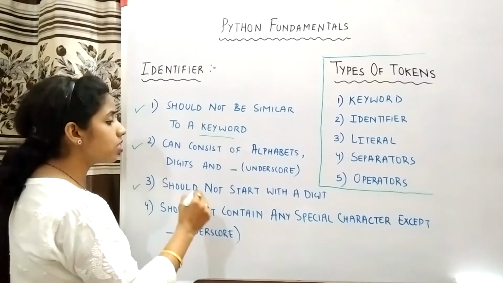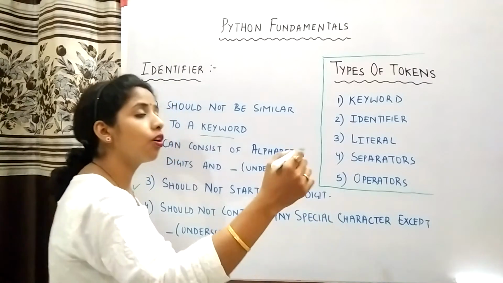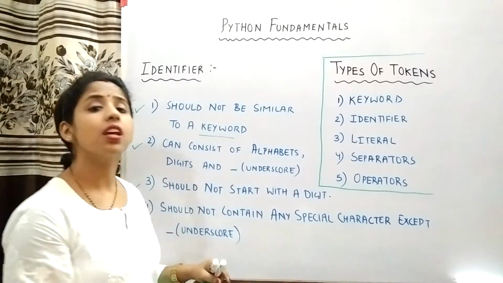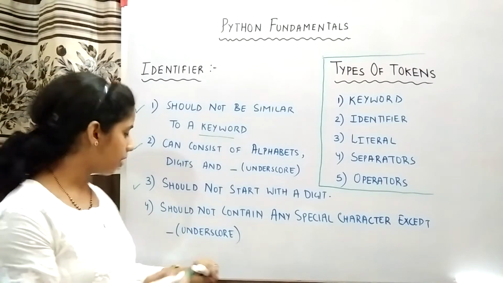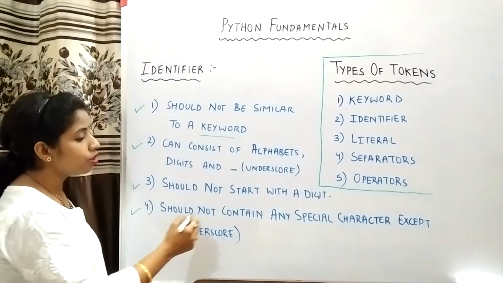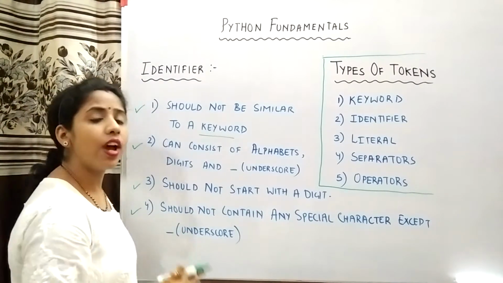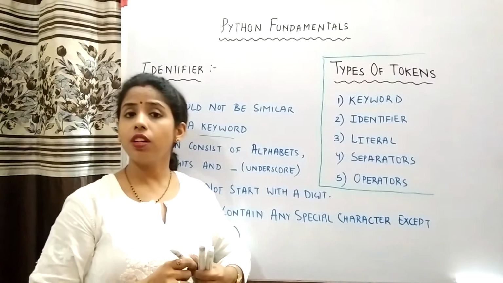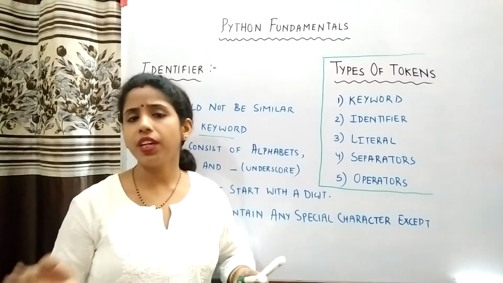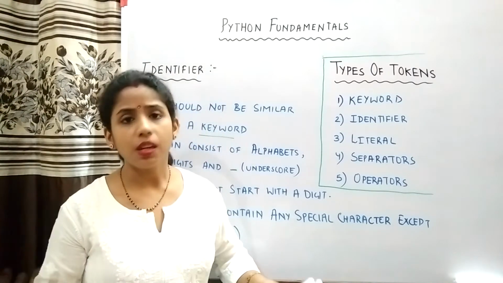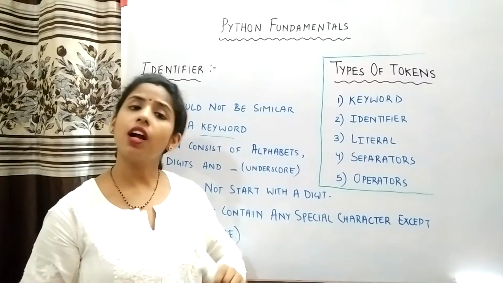Then it should not start with a digit. Yes, you can have a digit at the second, third or fourth or any subsequent place, but you cannot have a digit in the beginning of an identifier name. Next is, it should not contain any special character except underscore. Means none of the special characters, be it space, be it comma, be it full stop, be it semicolon, are allowed, but only underscore is allowed.